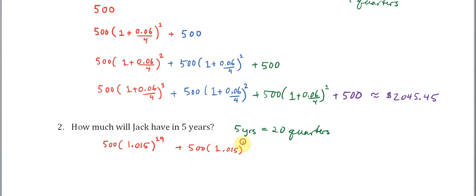Then the next one is just going to be 500 times 1.015 to the 18th, and then 500 times 1.015 to the 17th, and eventually we're going to follow that pattern until we get down to the very end, which is just going to be 500. Right, and we can think of this as 500 times 1.015 to the 0th power. So there are a total of 20 terms, 20 quarters here.